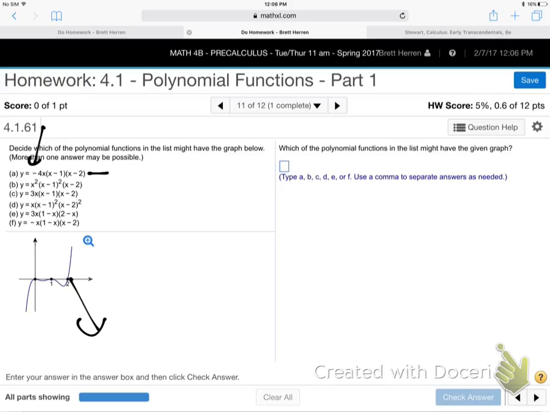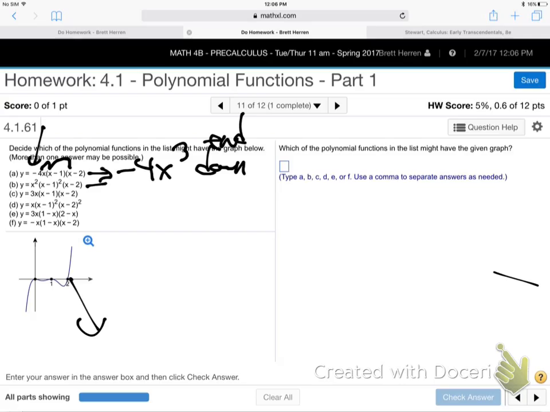If you were to FOIL out A, the front term would be minus 4x cubed, wouldn't it? Because minus 4x times x squared gives minus 4x cubed. That's the end behavior going down. This one's going up. So it's not A. It's got to go up in the end behavior. So it's not A. Let's go on to B.